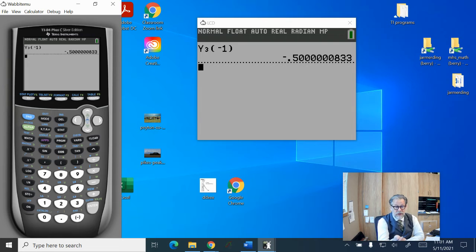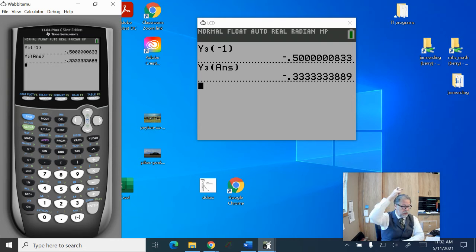So Newton's method says to get x sub 1, well, excuse me, I've gotten x sub 1. To get x sub 2, I'm going to plug that back into the equation. So here's what I do. I again choose y3, but this time I'm going to tell it to use the answer from the previous problem. X sub 2 is -0.333333. Oh yes, that's what I did in the example. That's what I got, about a third.